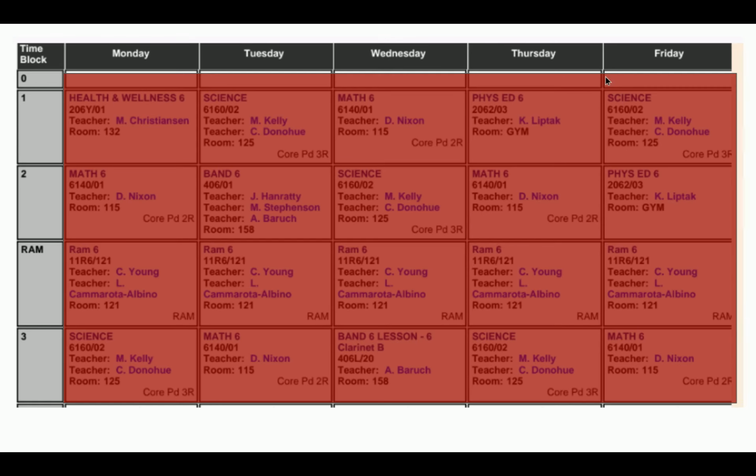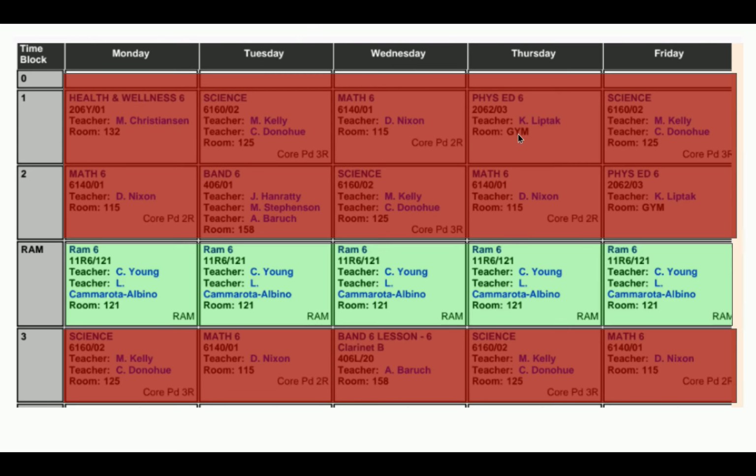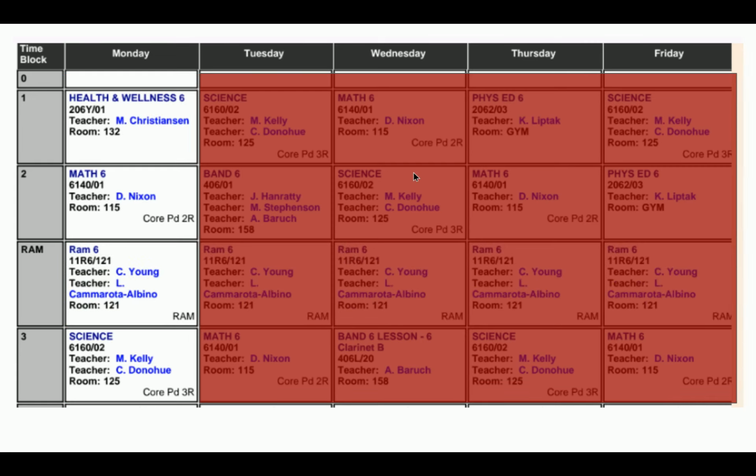Let's focus on our time blocks before lunch. We have time block 1, 2, RAM, and 3. The RAM period is a stationary time block. It will not rotate. If we start our week on Monday, in time block 1, everybody will have an exploratory class. Then time block 2, you're going to have a core class. In this case, this person has math. The RAM period comes next, and time block 3 is also a core period. This person has science.